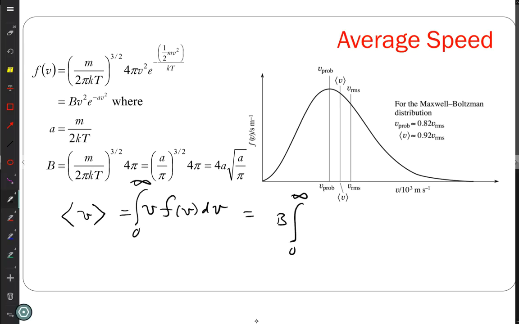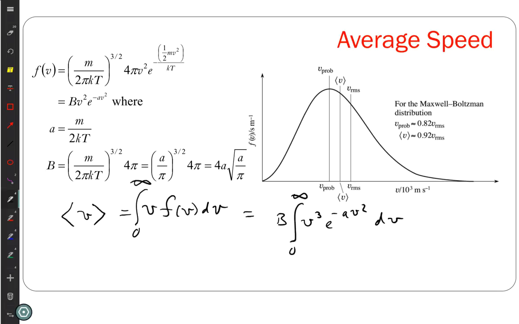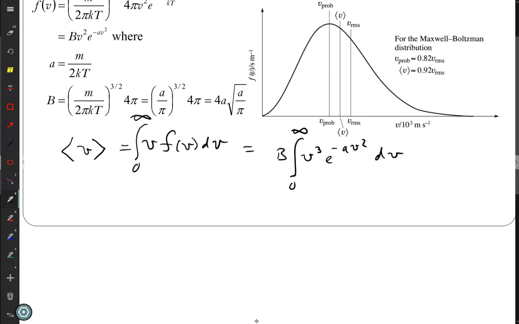I'm going to put the B outside of my integral now. I have v times v squared, so that's v cubed. We've done all the calculus we're going to do. What should I do at this point? So then I'm going to substitute in. This right here is the definition of I3. So the average speed is equal to that constant B times I3.